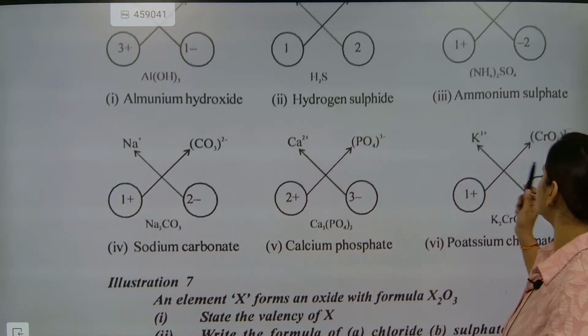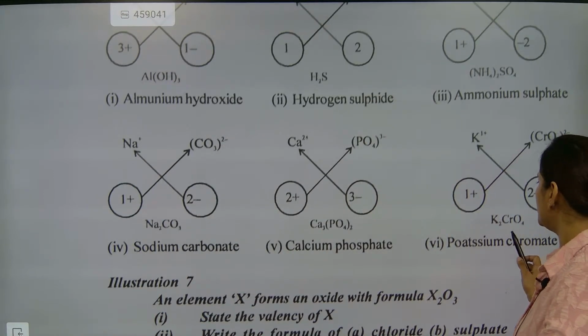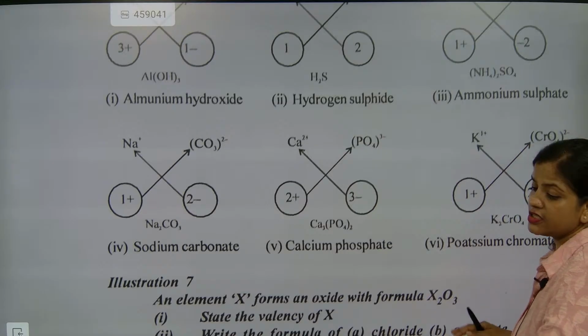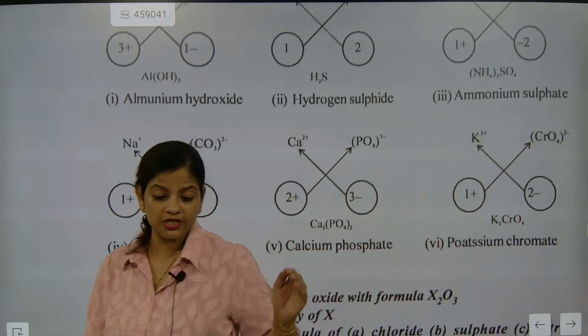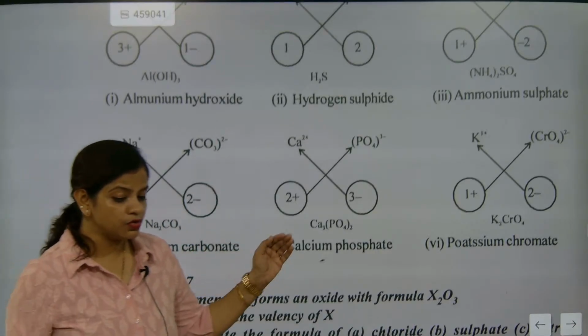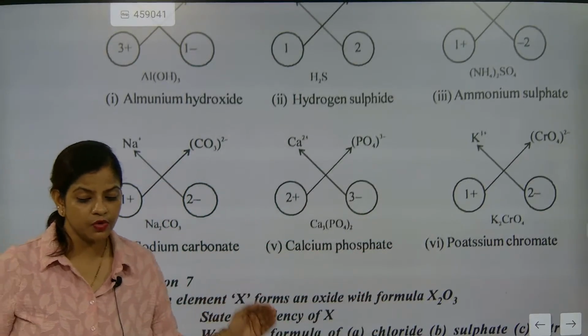And next is potassium chromate. Potassium dichromate or potassium chromate? If you are writing potassium, K2Cr2O7 is potassium dichromate, but K2CrO4 is exactly potassium chromate.